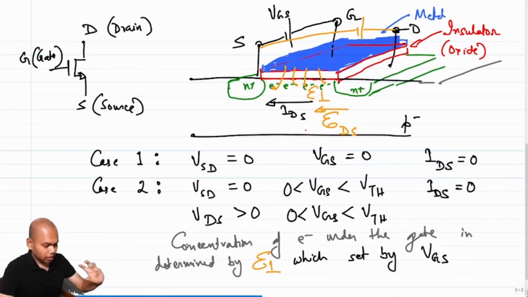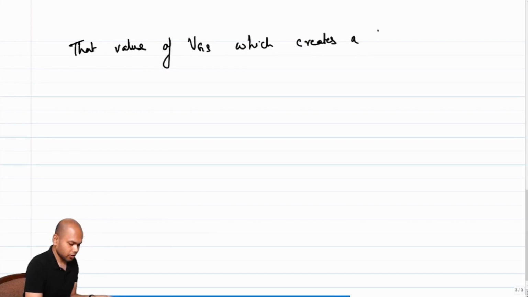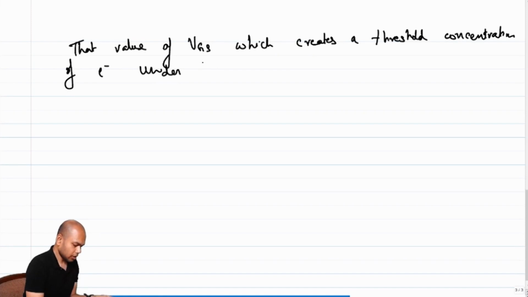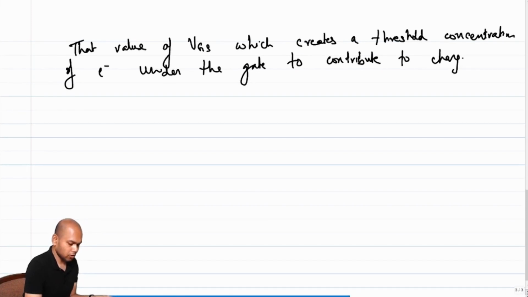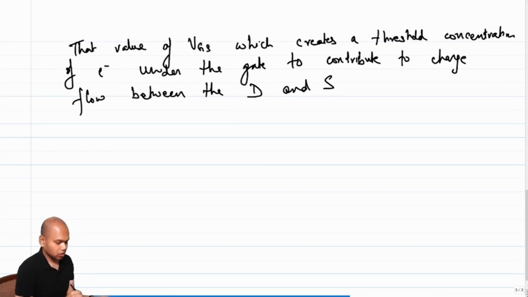Now, in order to get to a critical concentration of electrons, that value of VGS which creates a threshold concentration of electrons under the gate to contribute to charge flow between the drain and source is called threshold voltage.